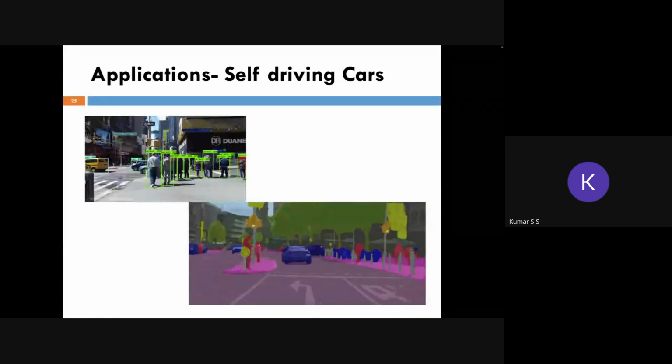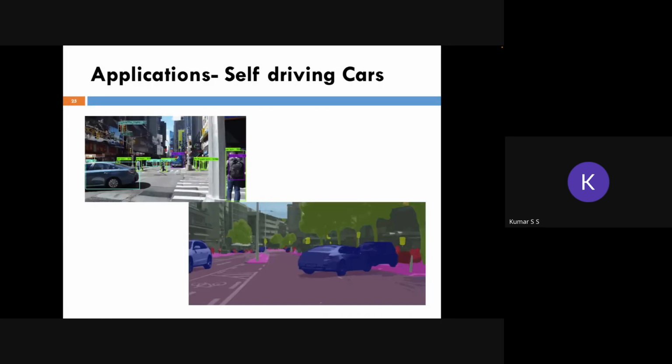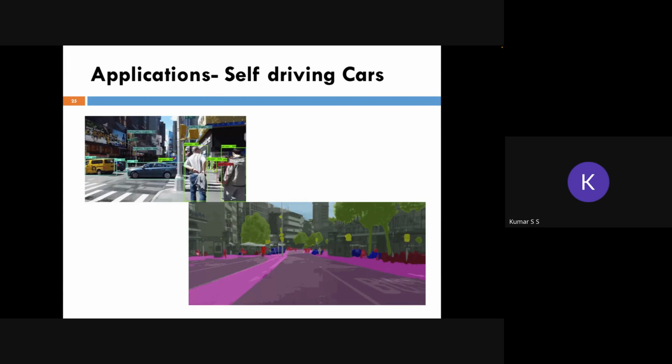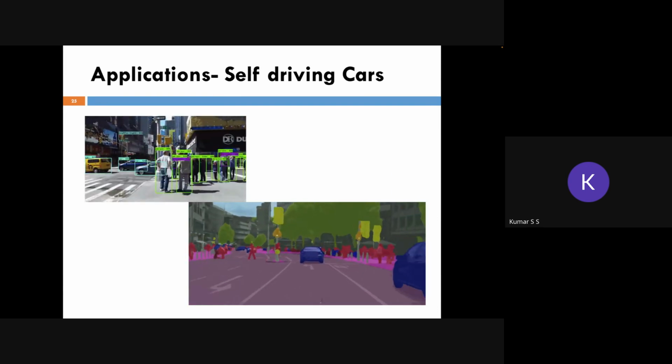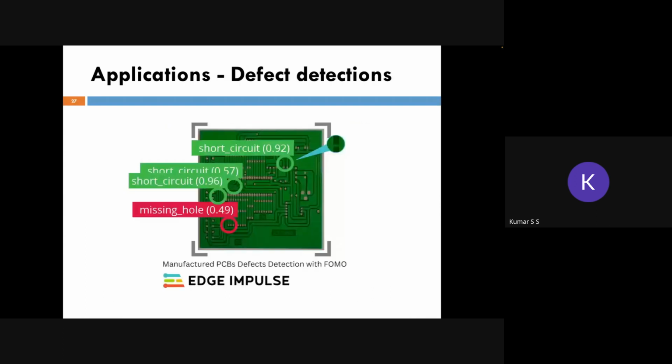Then in the case of self-driving cars, the top picture shows that it identifies the objects and tells us who is going in which direction, at what distance, etc. Whereas in the second picture, it is able to segment each object. This process is called semantic segmentation. The cars are in blue, the pavement is in pink, the road is in brown, and the trees are in green. So it is able to identify each thing. This is from an inside video of an autonomous car developed by Google called Waymo, showing how it is able to look at the path and move from one place to another.